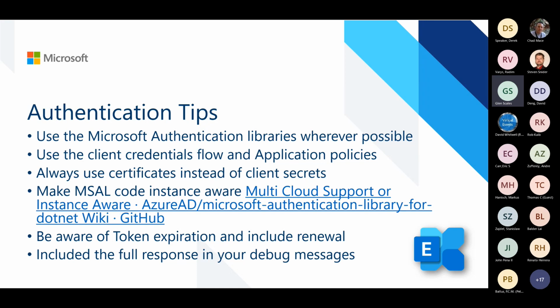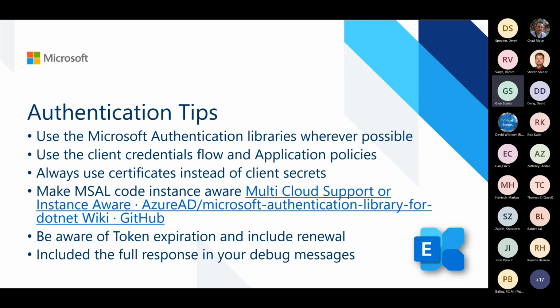Always use certificates instead of client secrets, especially if you're using hybrid modern authentication. If you try to use client secrets, you'll find that the access tokens generated don't have a high enough level of trust. Make your MSAL code instance aware. I talked about that in Universal Discovery. It's not very well documented in a lot of the authentication material. Instance aware just means that it can recognize that it's a national or government tenant, and it will still work as expected. I've just included a link in this deck.